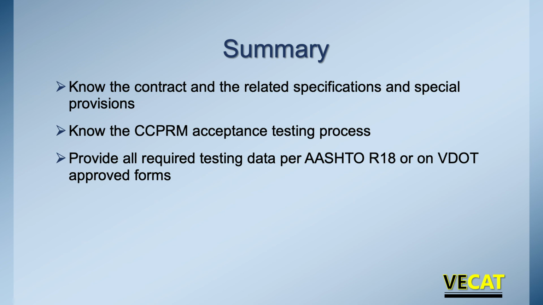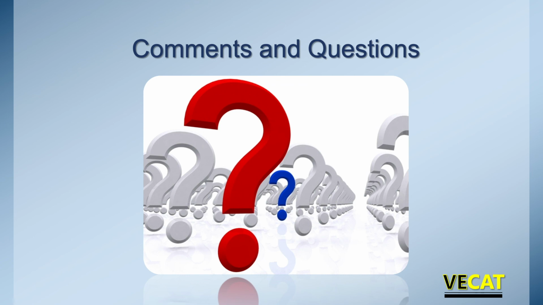So summary, know the contract, know the contract, know the contract. Know what's in there, what special provisions, specifications. Know the CCPRM acceptance testing process. What does it look like? How do you test it? You're not doing the job mix formula, but you're testing against the job mix formula. And you're required to give all testing data either through R18 or VDOT approved forms. So with that, that's the inspection and the quality assurance program for cold plant recycled.